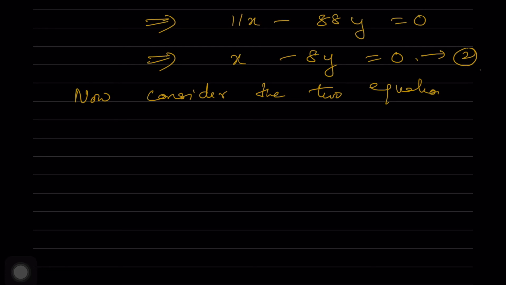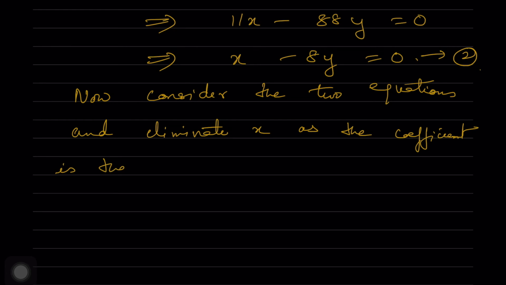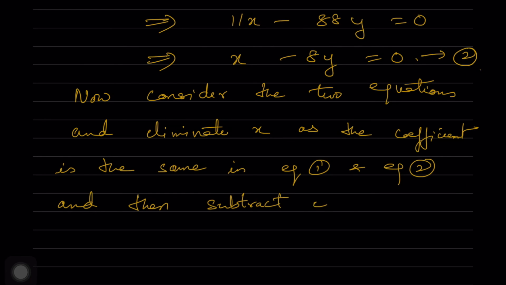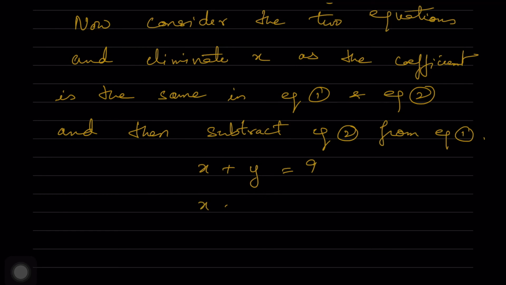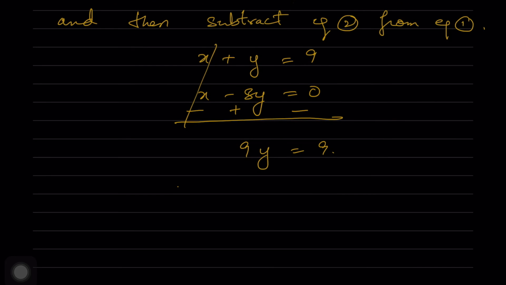Now subtracting equation 2 from equation 1, consider the two equations, because the coefficient of x is the same in both: x plus y is equal to 9 and x minus 8y is equal to 0. We subtract. So here x plus y is equal to 9, x minus 8y is equal to 0. When you change the sign, x minus x will get cancelled. y plus 8y is 9y is equal to 9, y is equal to 9 by 9, which is equal to 1.